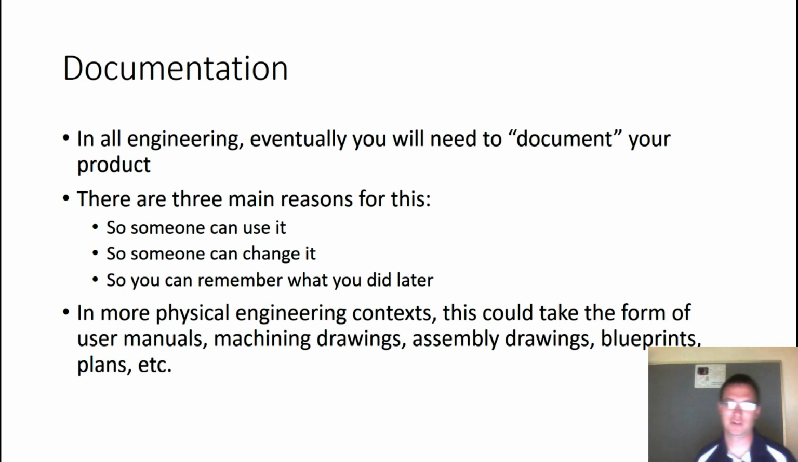So all engineering, you have to document it. And there's three main reasons. So someone can use it, so someone can change it, and so you can remember what you did when you get forced to look at it 3 years later. And so in physical context, this could be user manuals for the first one, so someone can actually use it. Machining drawings, so someone can change it. Assembly drawings, so someone can put it together. Blueprints, plans, anything like that.